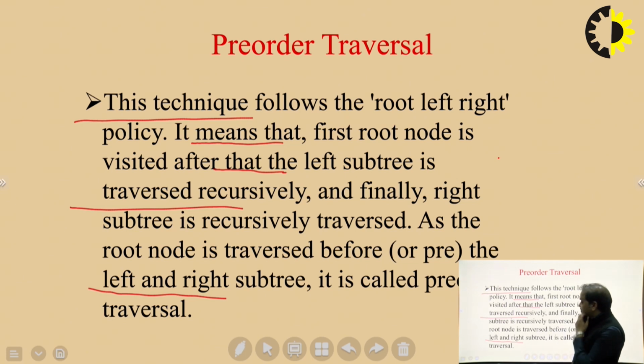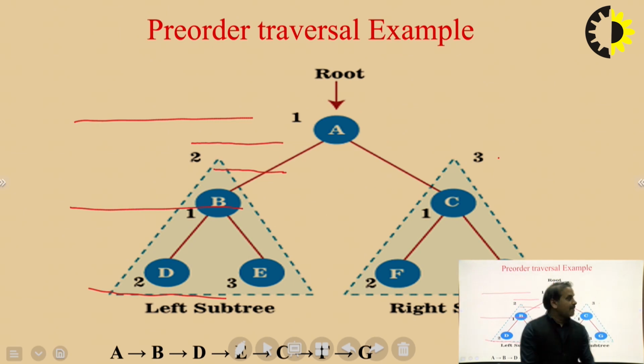In case of pre-order traversal, this technique follows the root-left-right policy. It means that the first node is visited, after that the left subtree is traversed recursively, and finally the right subtree is traversed recursively. As the root node is traversed before the left and right subtree, it is called pre-order traversal. We process the root first, then the left subtree, then the right subtree. In the next slide, we take an example.